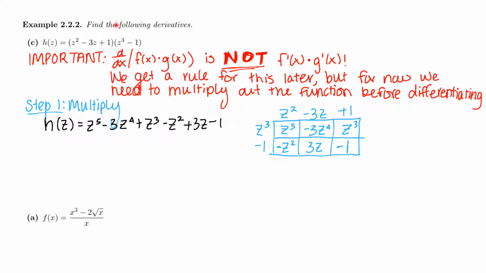And again, these are the same numbers you'd get from doing z squared times z cubed is z to the 5th. Z squared times negative 1 is negative z squared right here. Negative 3z times z cubed, negative 3z to the 4th, negative 3z times negative 1, positive 3z. You can see these are all the same things you'd get from distributing. So whatever method you want to do, that's just one method I've taught people and some people like it.